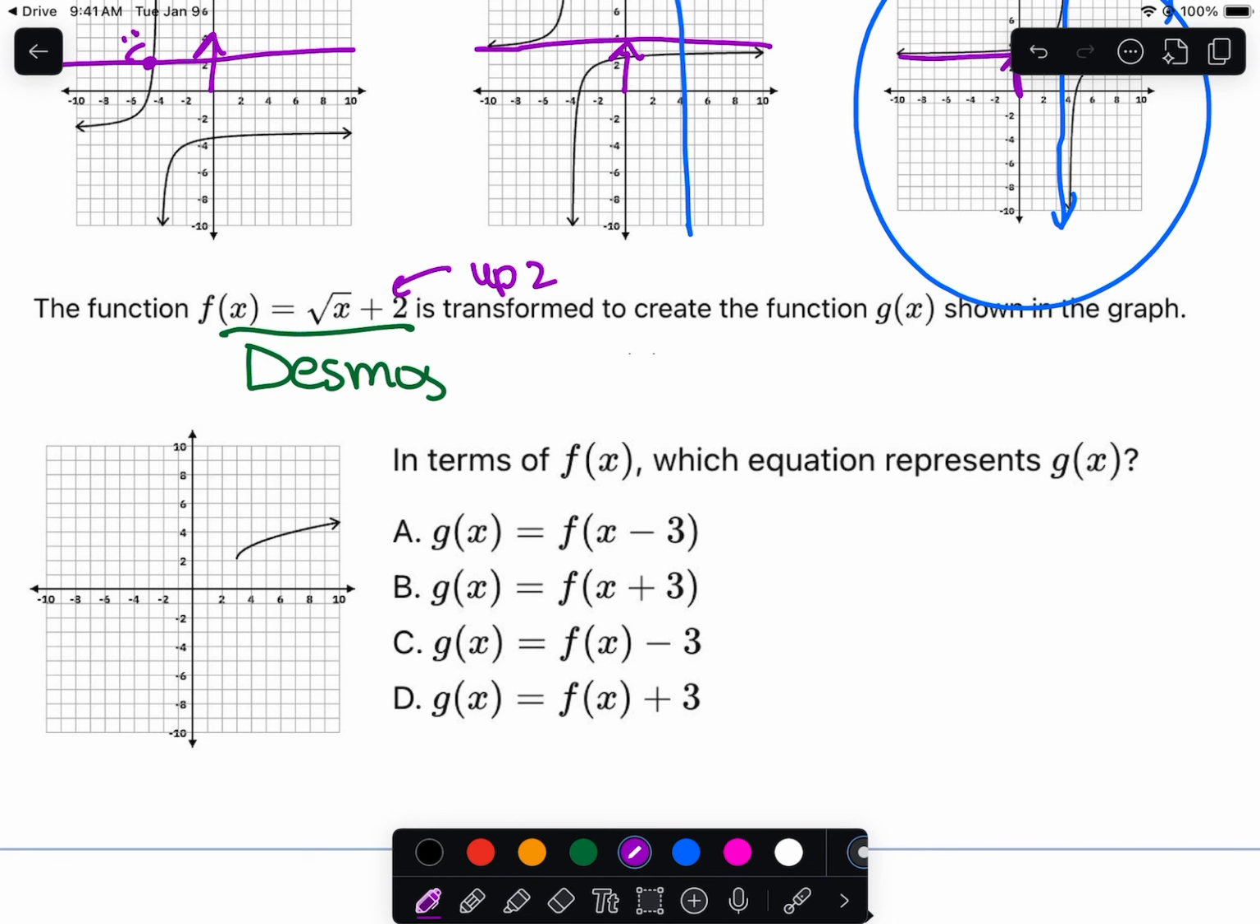They're already telling me the graph goes up 2. I already know my graph's doing this. They're telling me that this function is transformed to create the function g of x shown in the graph. In terms of f of x, which equation represents g of x? Well now, if I look at my graph, I can see that g of x needs to go to the right 3.